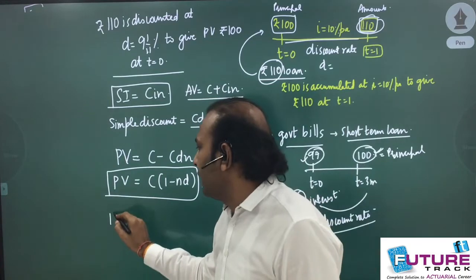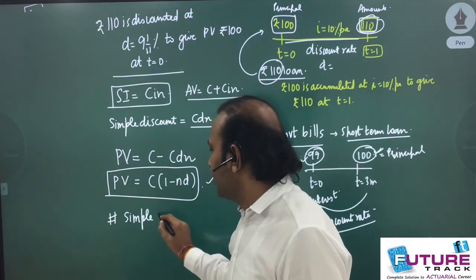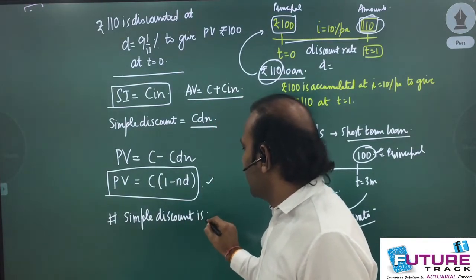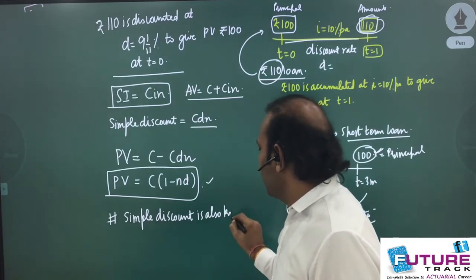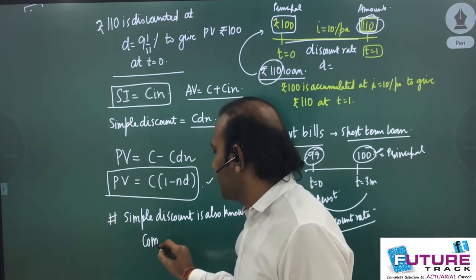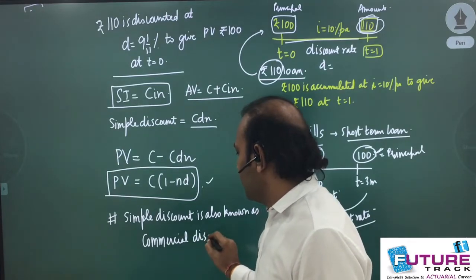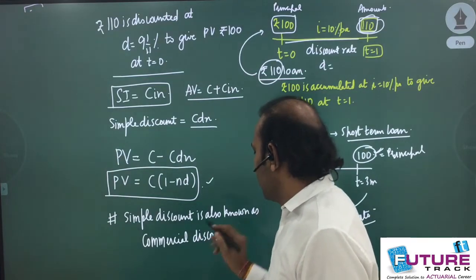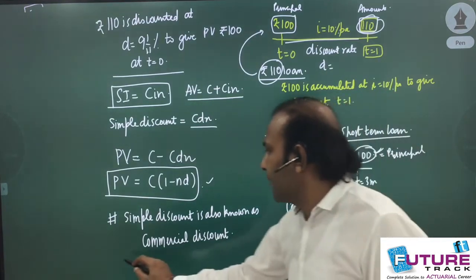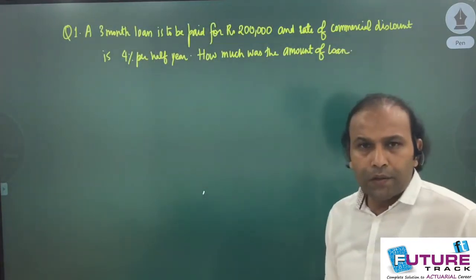And class, one very important note, simple discount is also known as commercial discount. हम सिंपल डिस्काउंट को कमर्शियल डिस्काउंट भी बोलते हैं क्लास. दिस इज वन ऑफ द वेरी वेरी इंपॉर्टेंट. फाइन. Class, let's see one question on this.